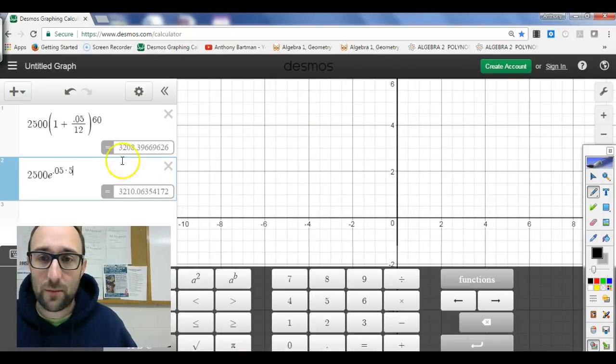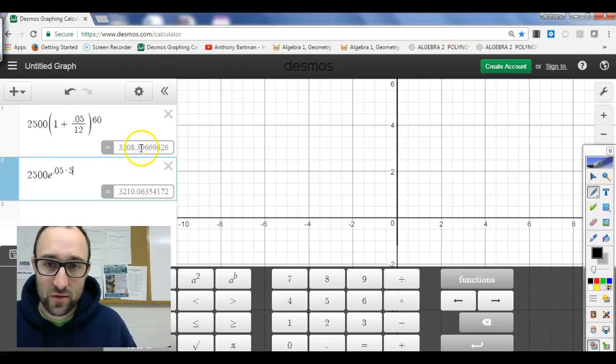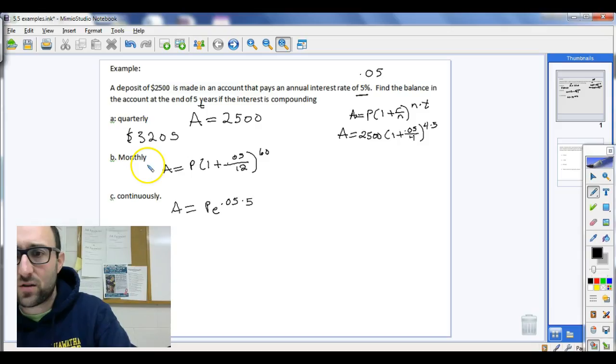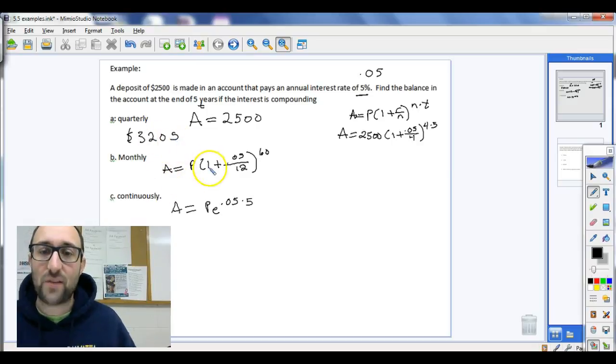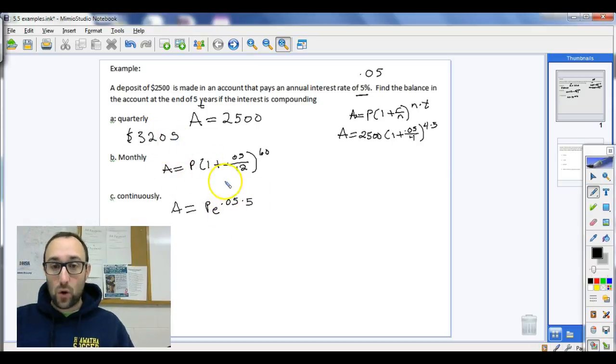And so if you look at it, if we do it monthly, it's $3,208.40, and if you compound continuous, $3,210. So it's a difference of about $2 here, and the other one was $3,205. So you see, compound continuous is going to give you a little bit more money, and if you're doing this for more than 5, you're doing it for 10, 20, 30, 50, 80 years, something like that, it's going to really start to add up. So compounding continuously is going to be the way to go.